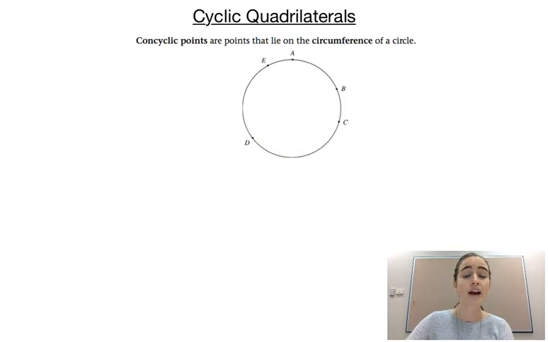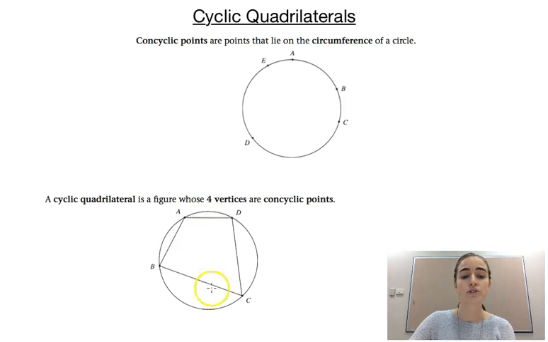Now, if we have any 3 points, as long as those 3 points don't lie in a straight line, then it's always possible to draw a circle that passes through all of them. But if we have more than 3 points, it's a little bit more complicated and it's not always going to be possible. So if it is possible to draw a circle through 4 points, then we say that those 4 points form a cyclic quadrilateral. So a cyclic quadrilateral is a figure whose 4 vertices, so 4 corners, are concyclic points. So you can draw a circle that passes through all 4 of its vertices.